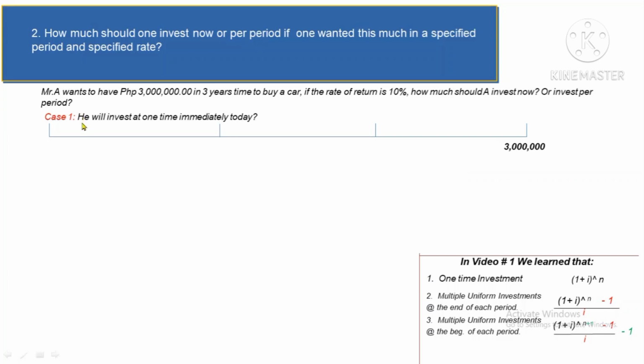In the past video, we started right here in the beginning and then multiplied the amount of our investment by 1 plus the interest rate. In this case, we have 10%. So, we have 1.10. Why 1.10, sir? Again, the 100% investment is represented by 1 here. And then, we add the interest rate, that's why it's 1.10.